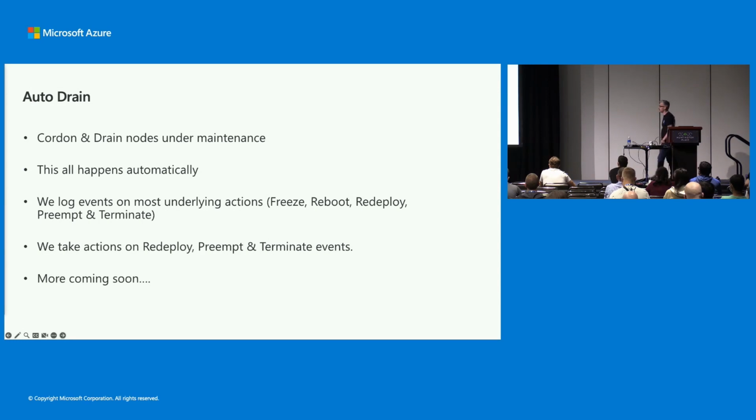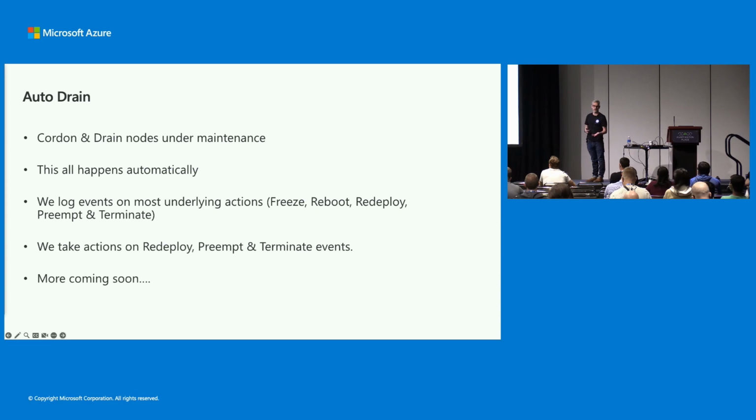So auto drain, as I said, will basically alert you within the node events in terms of freeze, reboot, redeploy, preempt, and terminate events. These are events that happen on the underlying virtual machine, nothing to do with AKS, everything to do with the Azure infrastructure. And we will listen to these. And so we take action when there's a redeploy, a preempt, or terminate event. That's basically a redeployment of your virtual machine from one physical host to another because there's underlying maintenance. And so we can cordon and drain that for you, and that happens automatically.